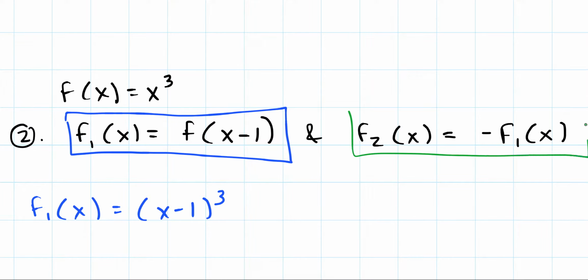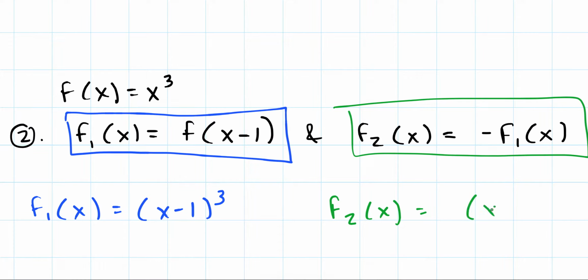Now in green, I want to find this function. F sub 2 of x is where I take f1 and multiply it by a negative. So I take this whole function and multiply it by a negative. So the function is this piece, which is x minus 1 cubed, and I multiply it by a negative. So that's this new function f2.